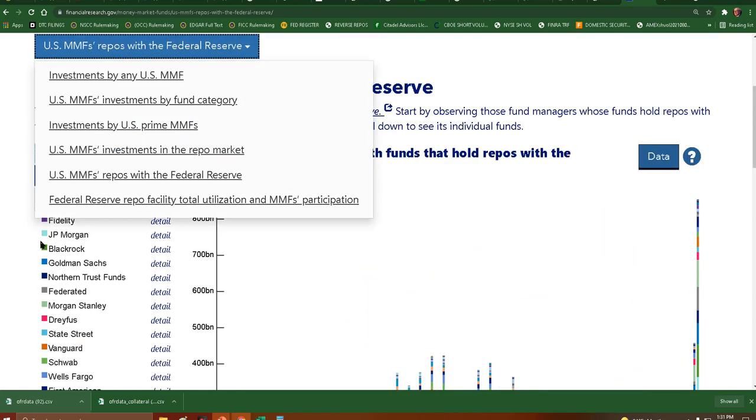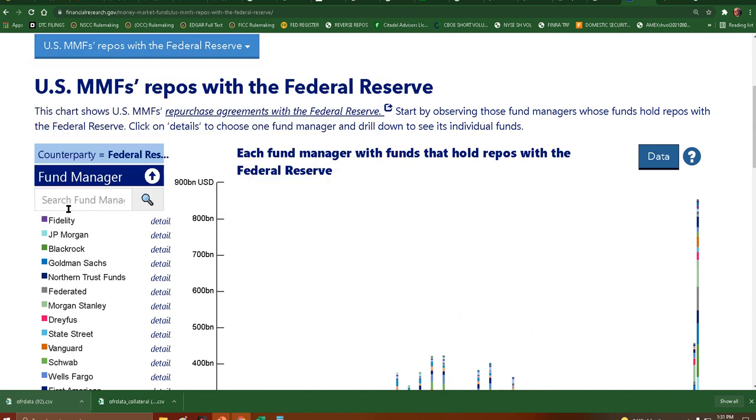Actually, I think I'm in the wrong spot, but that's through the Fed Reserve. So this is through your Treasury repo. Fidelity's the number one. Why is that? Because they're the ones parking the most cash to earn interest rate overnight.